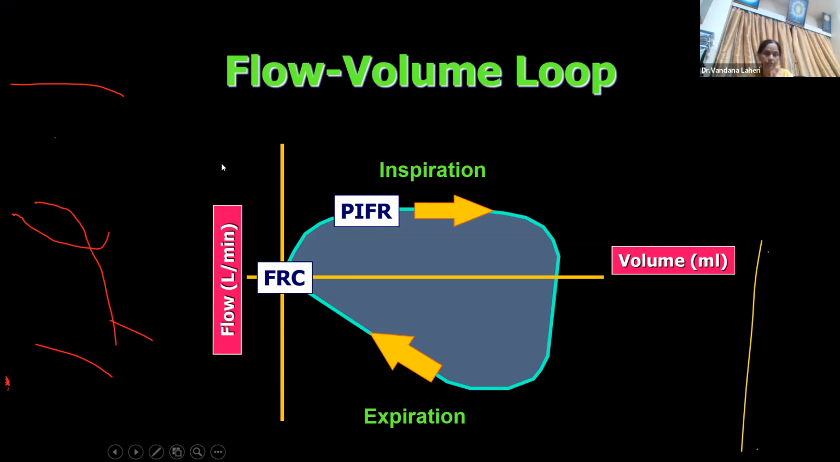Can you see? So this is flow in liters per minute. This is your peak inspiratory flow rate. This is your peak expiratory flow rate. And this is how the flow volume loop would look.